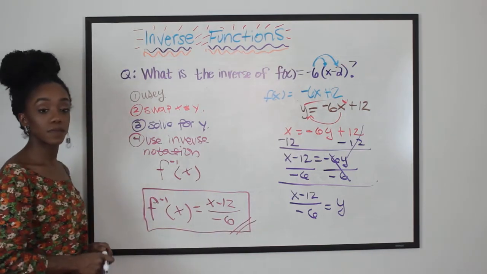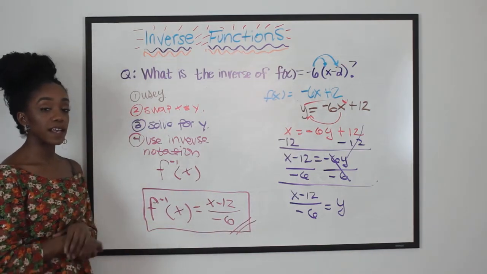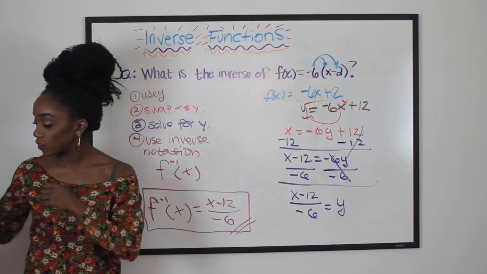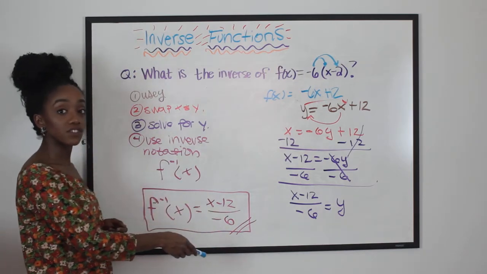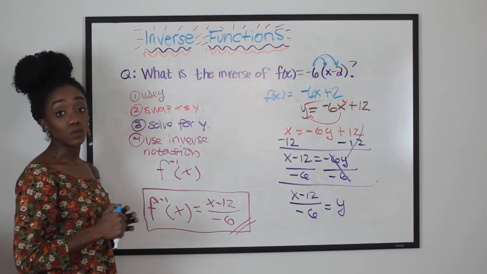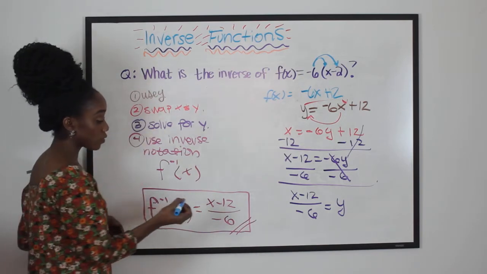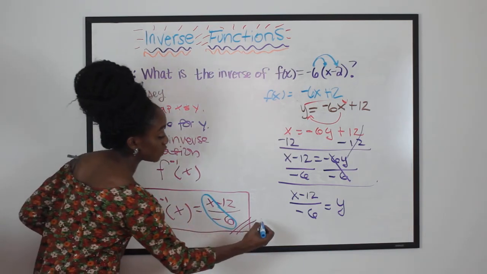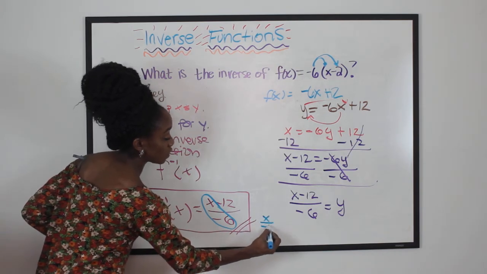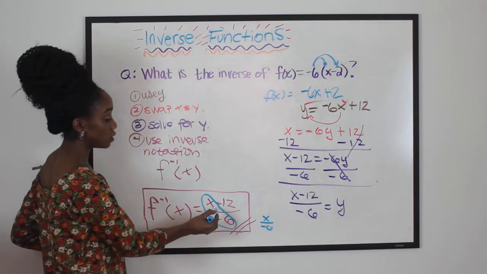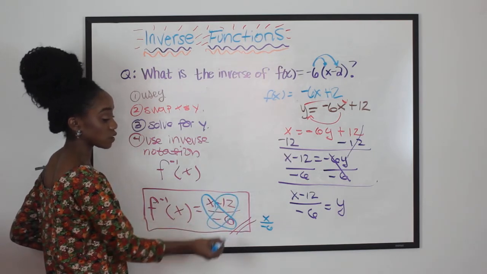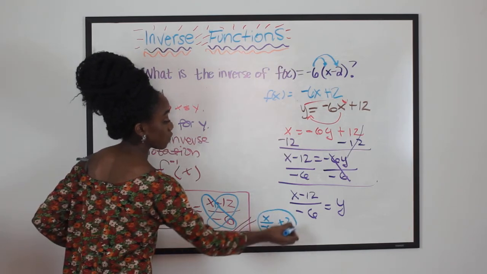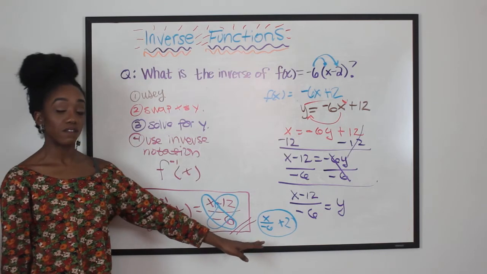Now, some of you might be asking, can we simplify this further? And the answer is yes, because the negative 12 and negative 6 share a common factor. So what we would do is use what I like to call the pretzel. We divide the x term by the negative 6, which gives us x over negative 6. And then when we divide the 12 by negative 6, we actually get plus 2. So this is another way that you can write your function.